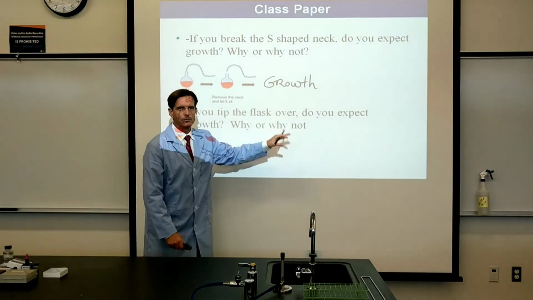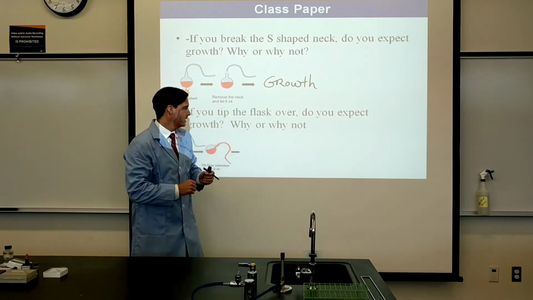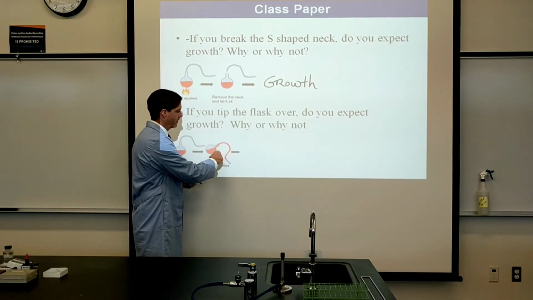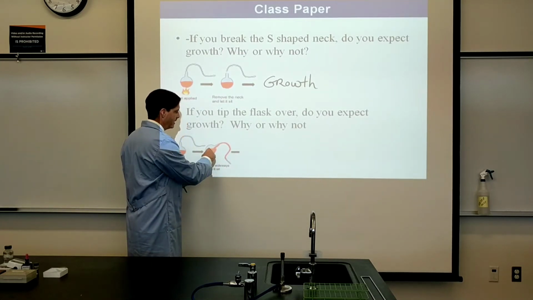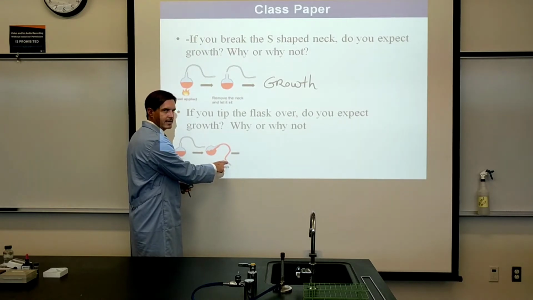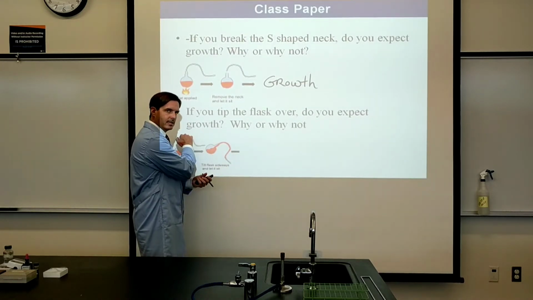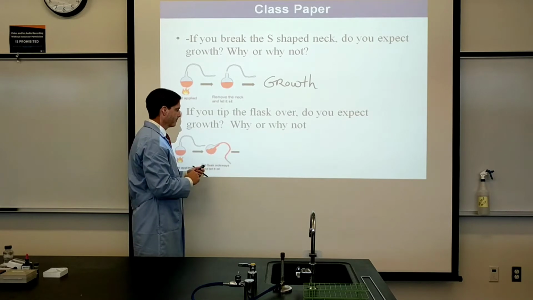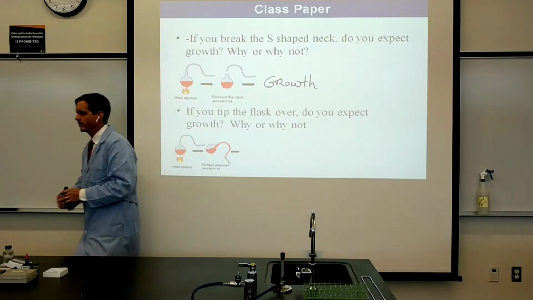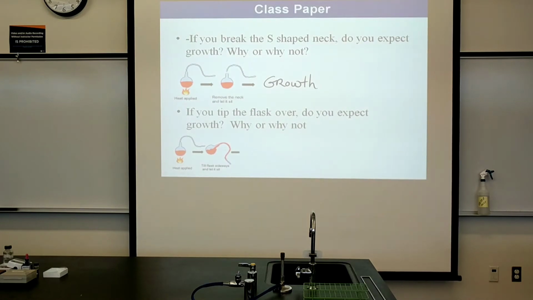And then he also had one where instead of breaking off the neck of the flask, he tipped the flask so that some of the broth that had remained sterile for however long he wanted it to remain sterile went into the neck of the flask. But before it leaked out, he tipped it back up very carefully, quickly enough to keep the liquid in the flask. And in this case, there was growth as well. So in both of these events, there was bacterial growth.